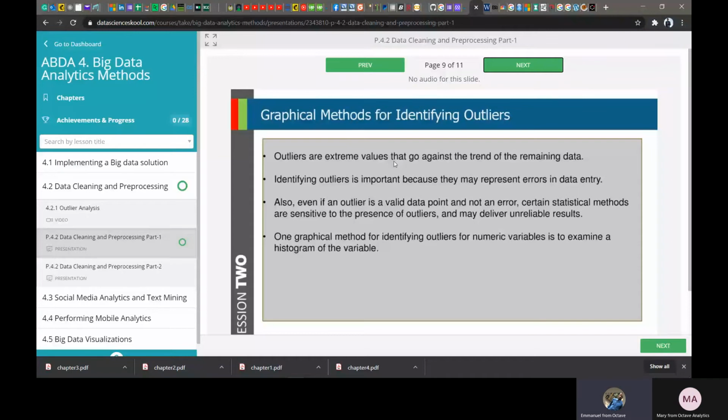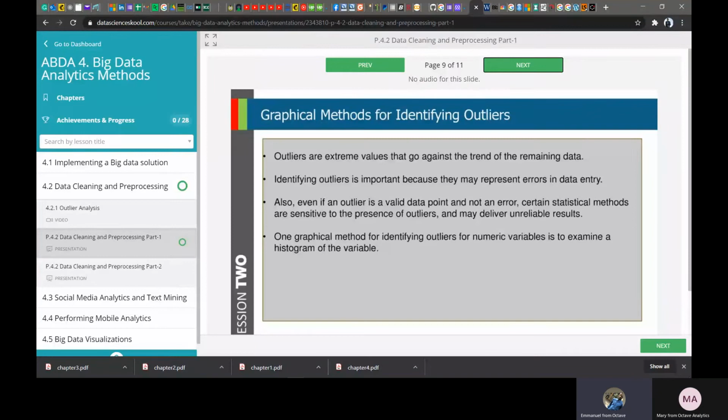Talking about methods to identify outliers. Outliers are assumed values that go against the trend of the remaining data. So for example, I can have a test score of some set of students. Say I have 10 students, and out of those 10 students, 8 students scored 70% and above. And the remaining two students scored below 10%. Those two are an example of an outlier.